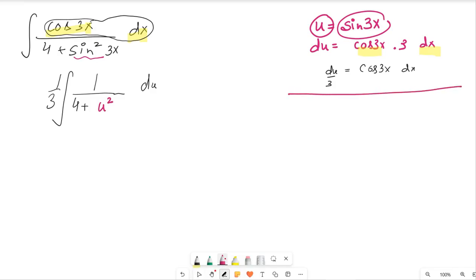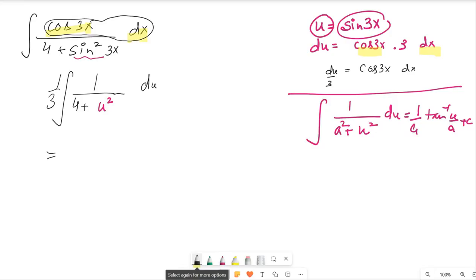Now this looks like 1 by a square plus u square du. The answer to that was 1 by a tangent inverse u by a plus c. Okay, so using that formula, we have this is equal to 1 by 3. Here, if you notice, a square is 4, so a will be 2. So the answer is 1 by 2 times tangent inverse u by 2 plus c.